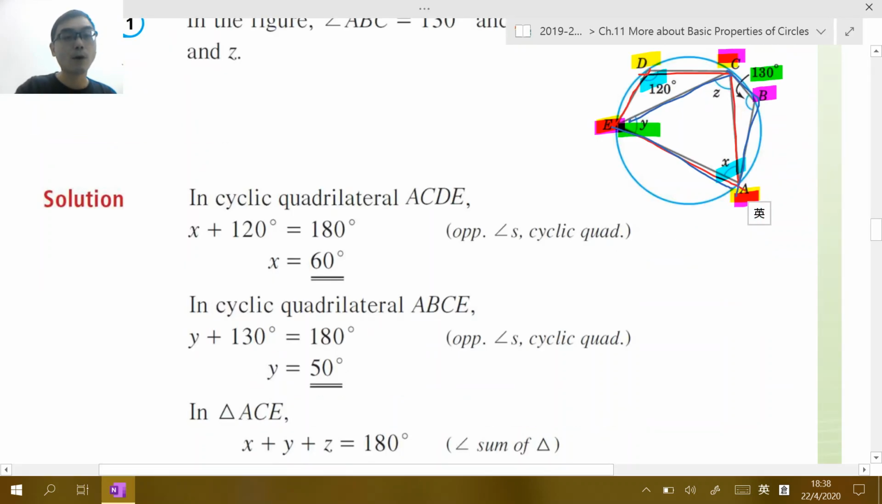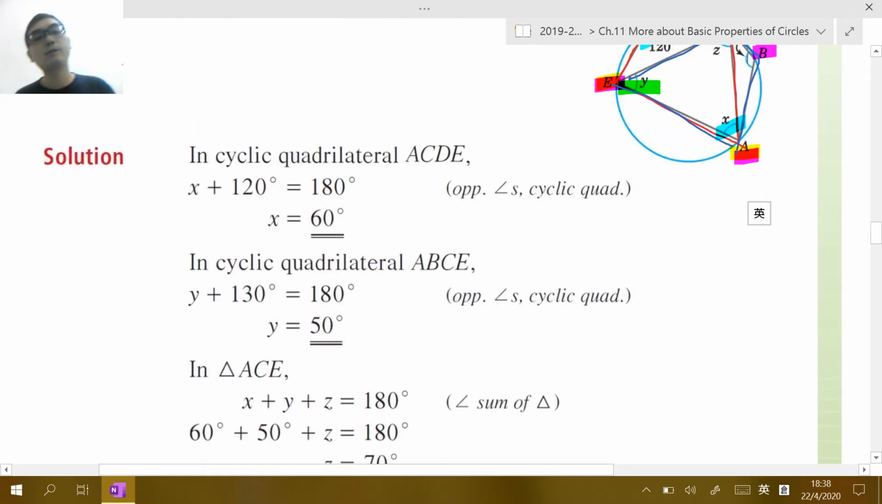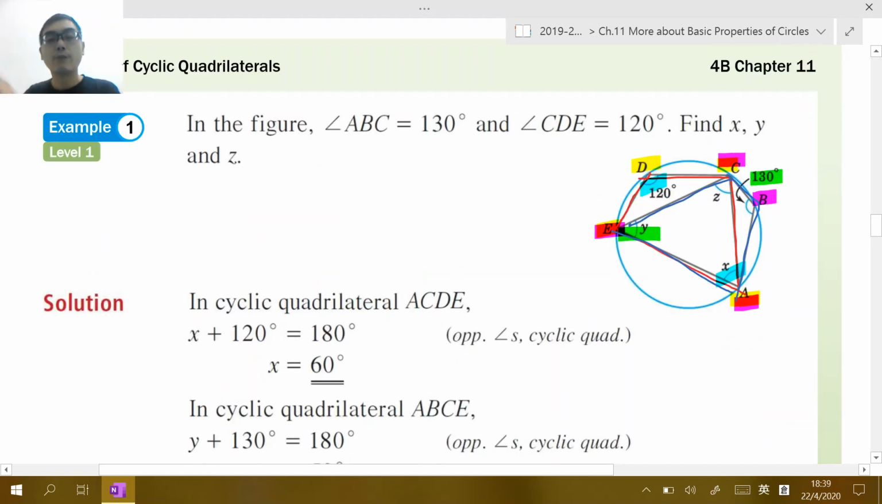You could write in very great detail, saying that in cyclic quadrilateral ACDE or in ABCE you have the relation. But actually you don't need to write so much. You can just write that the angle is 180 subtract which one. Then this is enough. As I mentioned before, because you have already got from the figure that it is a cyclic quadrilateral, what you need to do is show me that your answer is 180 subtract which one. This is enough.